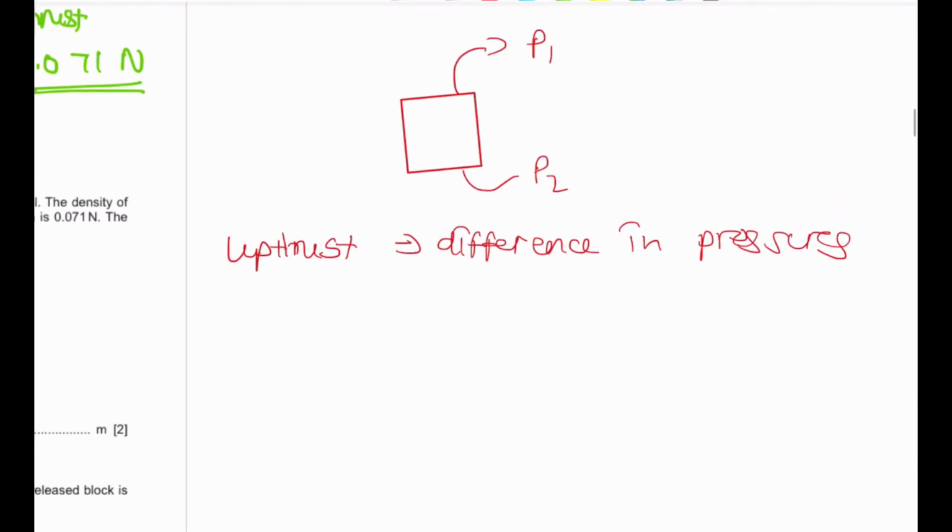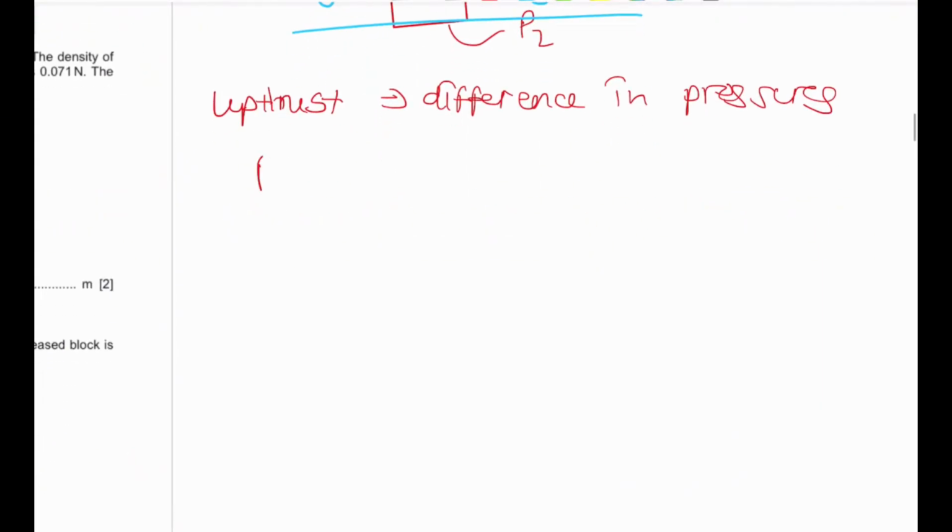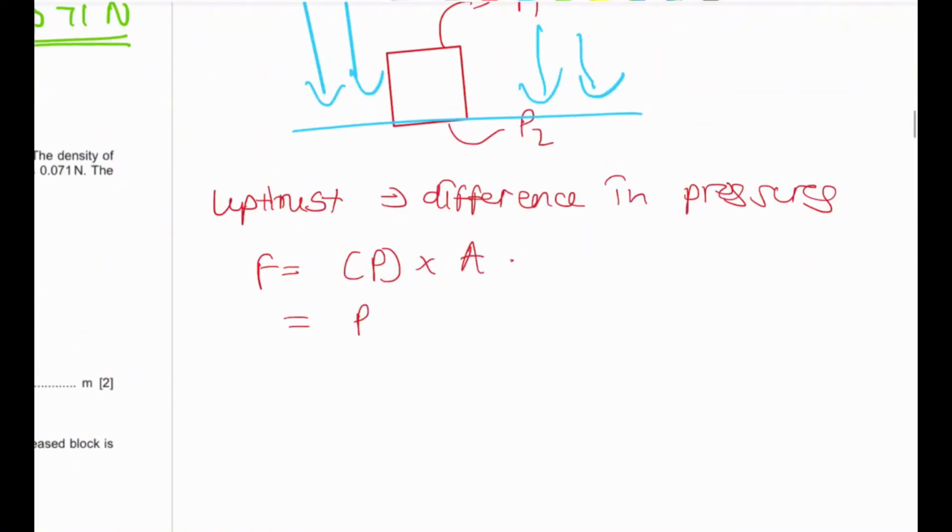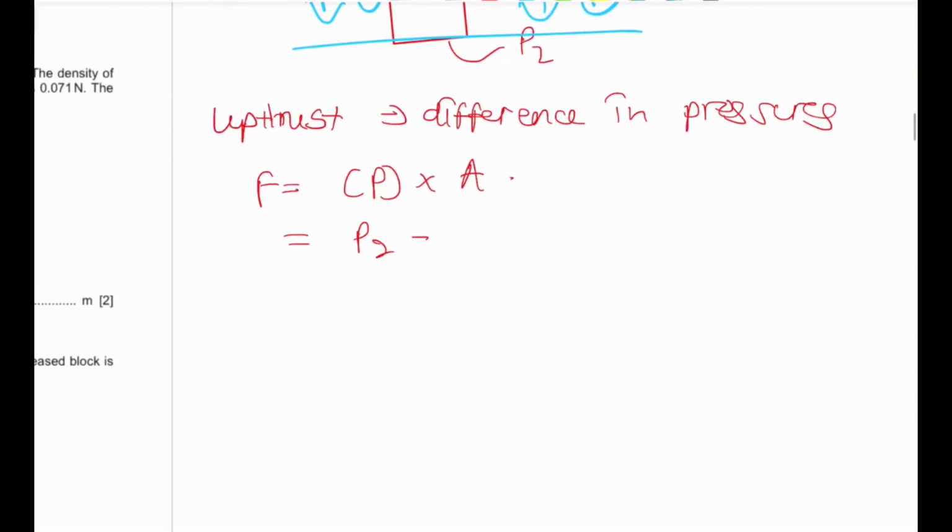If you look at the pressure at the top, it's actually less than the pressure at the bottom, right? At the bottom there's a greater pressure because we have so much water. If you consider this as water, we have so much water pressing at the bottom as compared to the top. But we know that the force is the pressure multiplied by the area, okay? So the pressure will be the difference in pressures, which would just be P2 minus P1, multiplied by your area.